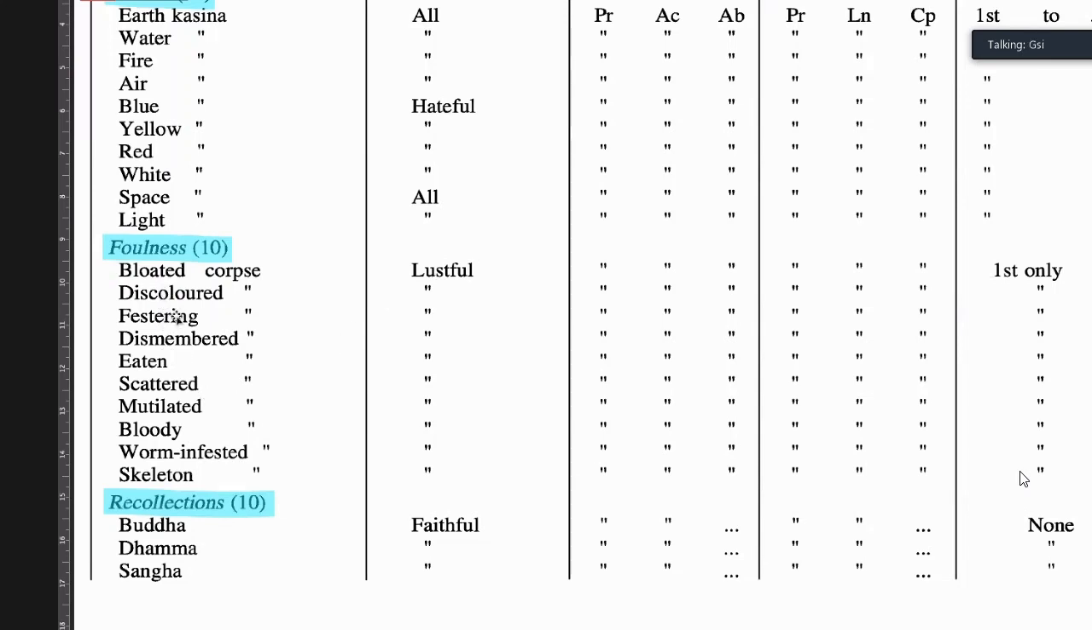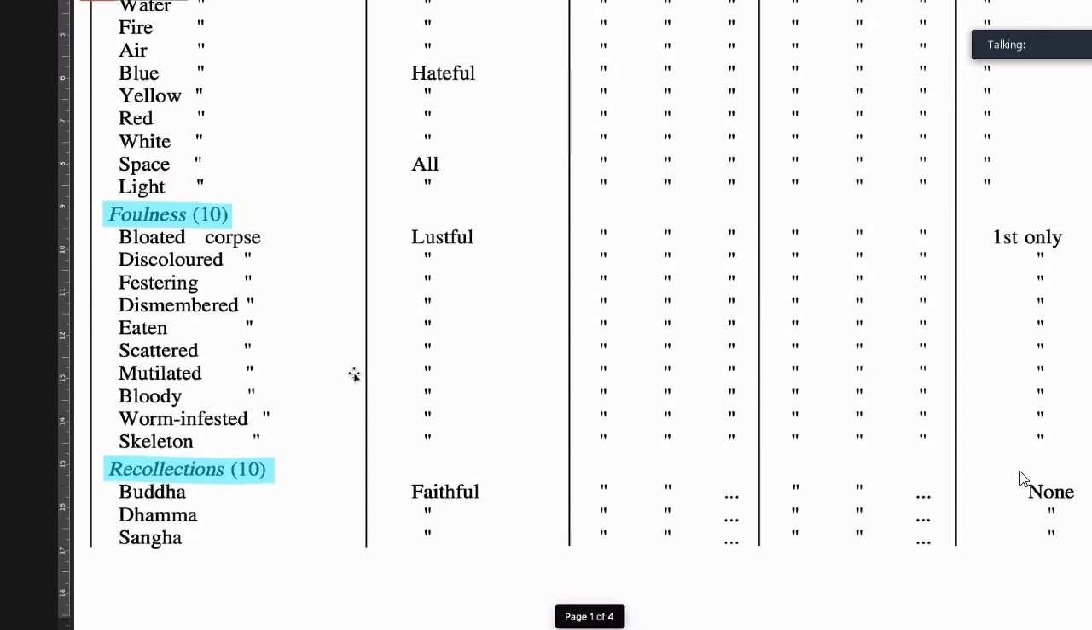So which one do you feel is giving you the most impact? Take note of it now. If it's a bloated corpse, you meditate on it and you watch it with the eyes, and then after that you close your eyes, and the corpse is right in your mind, and it becomes clearer and clearer until you enter into the first jhana. So it's very helpful. Okay, we go to the next one.